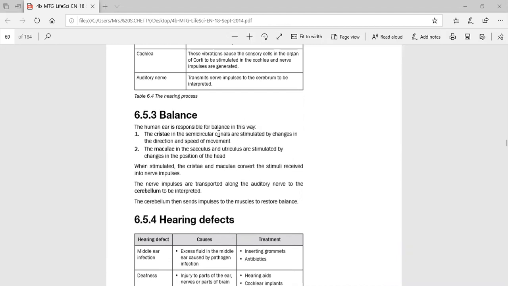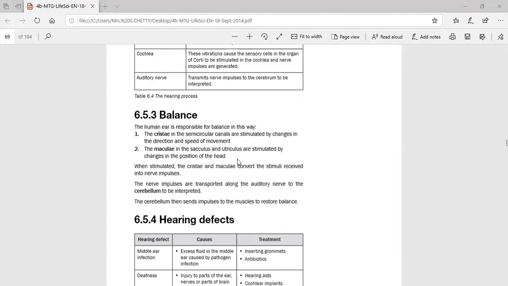So the human ear is responsible for balance in this way. The cristae in the semicircular canals are stimulated by changes in direction and speed of movement. And the maculae in the succulus and utriculus are stimulated by changes in the position of the head. So they are sensitive to gravity. When stimulated, the cristae and maculae convert the stimuli received into nerve impulses. That is the purpose of any receptor.